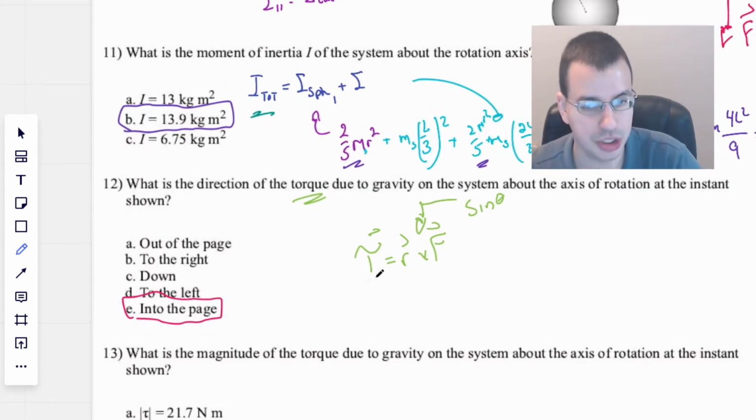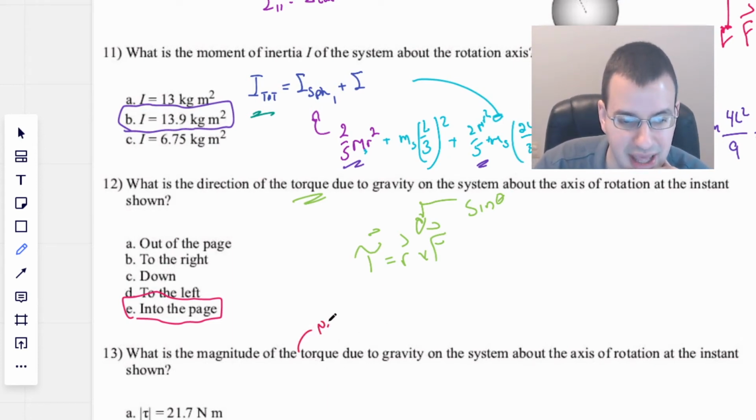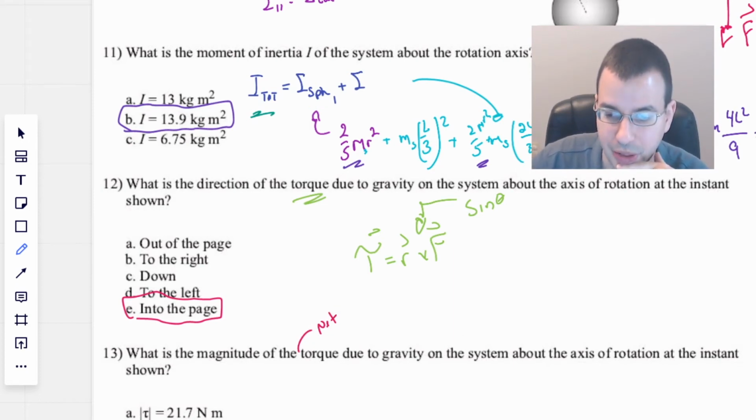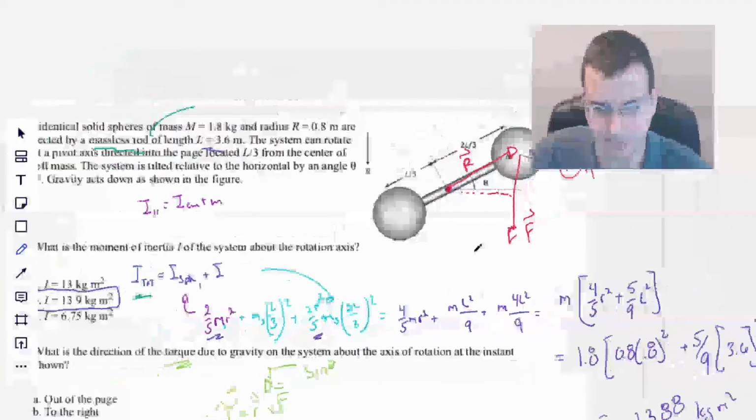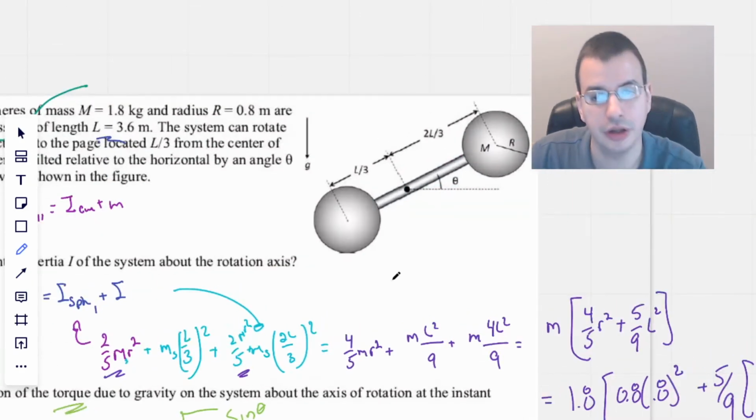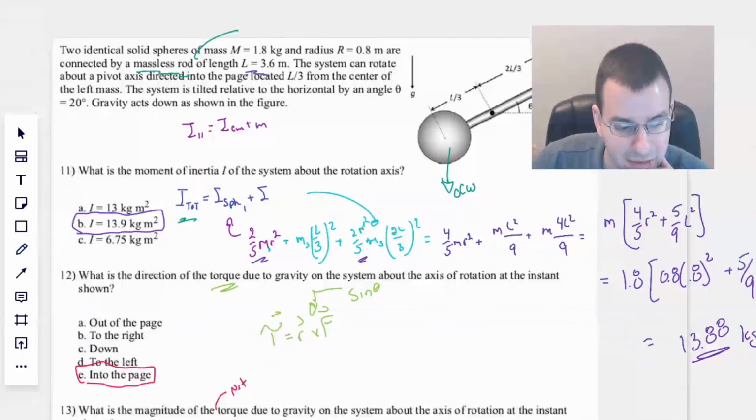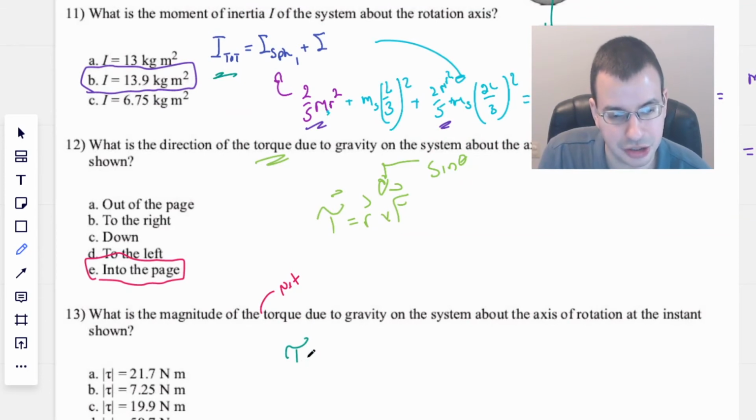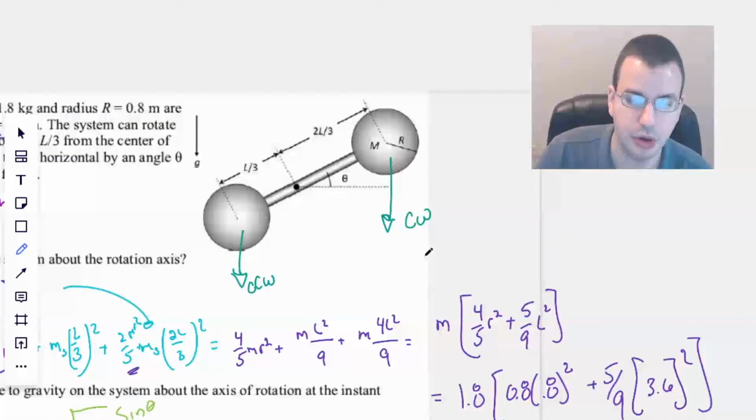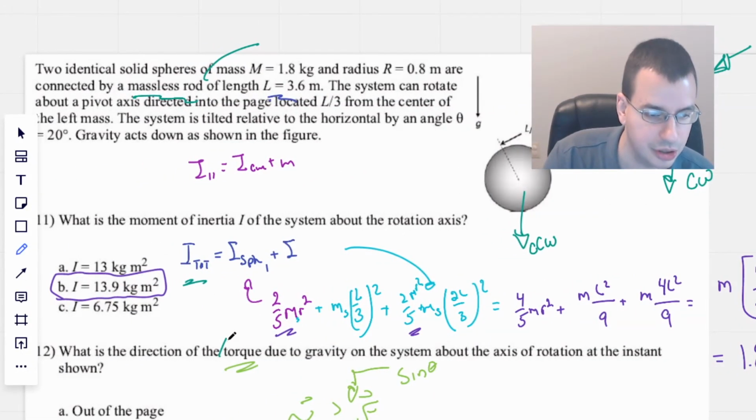Okay, now the next question is, what is the magnitude of the torque due to gravity on the system? I'm going to assume this means the net torque due to gravity on the system about the axis of rotation at the instant shown. So we're going to have two competing torques. One is going to be clockwise like this. The other is going to be counterclockwise like so. I'm going to write this as torque clockwise minus torque counterclockwise. We can kind of tell that the dominant one is going to be this one, so I assumed that for the net torque.